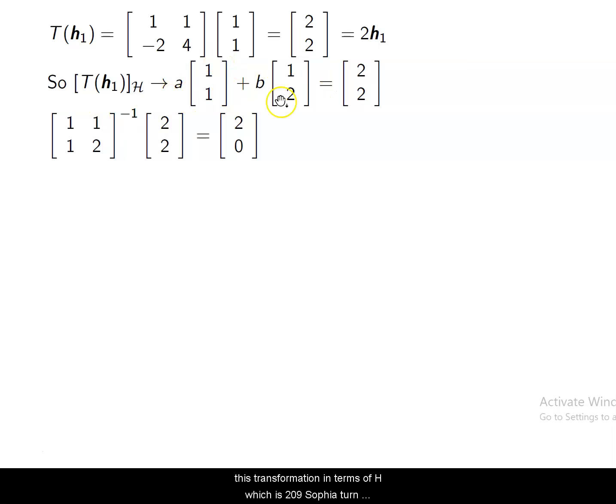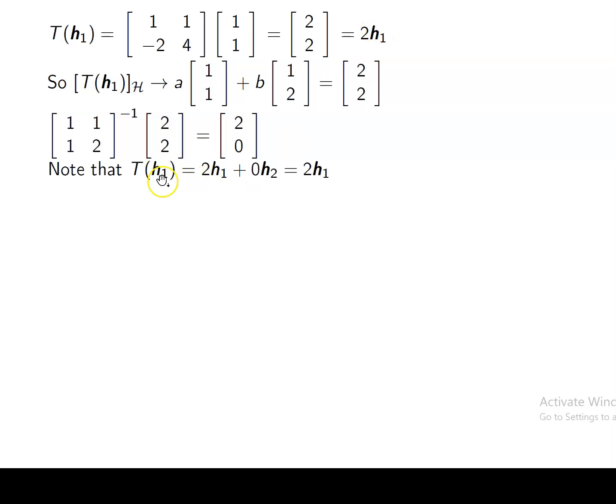So if we turn this into two equations and we solve this system, we're going to get A and B is 2 and 0, which makes sense because what happened when we transform this? We got 2 times our H1, right? 2, 0, 2 times the first one. So note that the transform of H1 is 2H1 plus 0H2, which is 2H1, which is what we got from our transformation. Okay, 2H2 is the same thing.